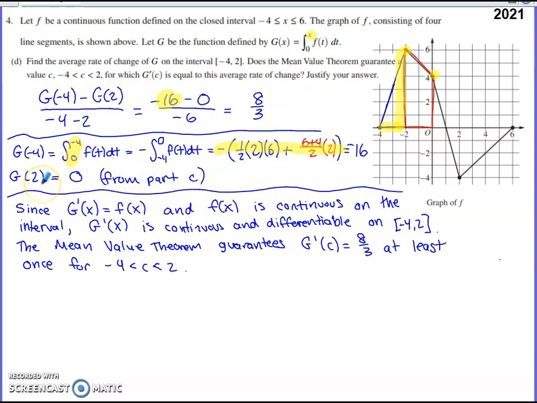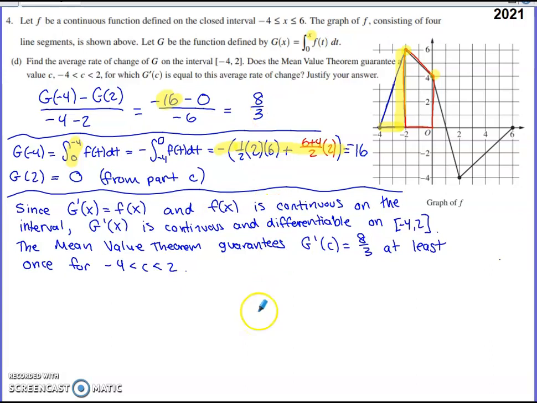And then I also need to know g of 2. Well, we already found g of 2 in the previous part of the problem. G of 2 is the stretch of the x-axis where we see the triangle that sits above the x-axis and then the congruent triangle that sits below. So g of 2 is 0. So my average rate of change is going to be -16 minus 0, right? G of 2 minus g of -4, divided by 2 minus -4. That will simplify to 8/3.